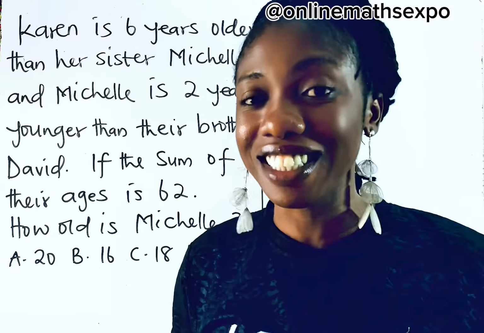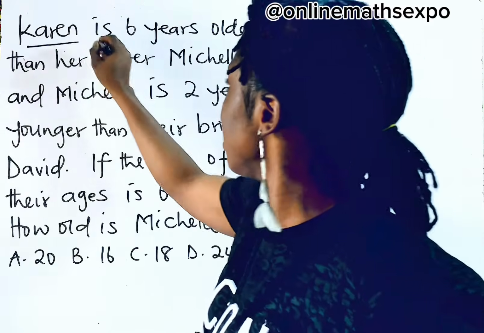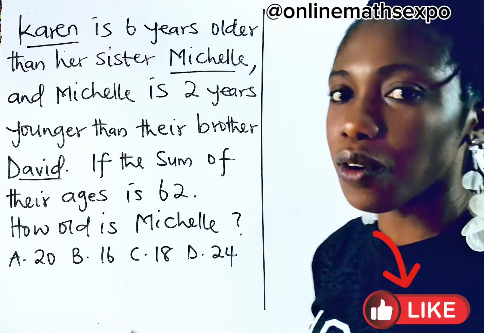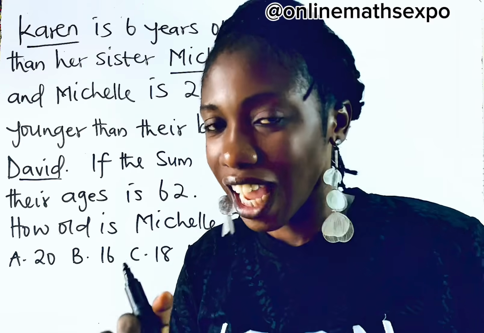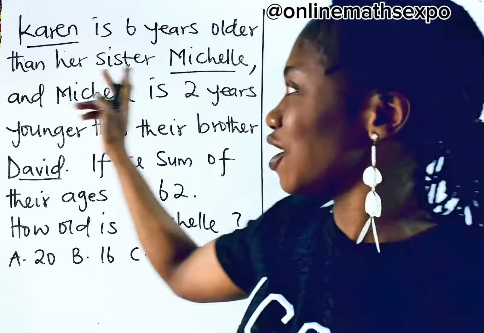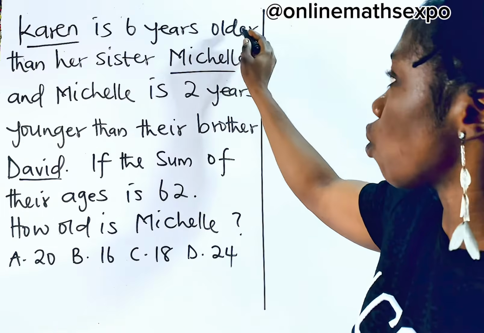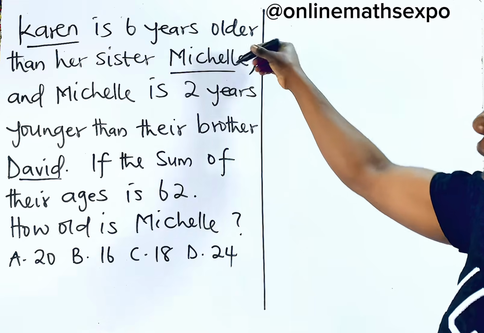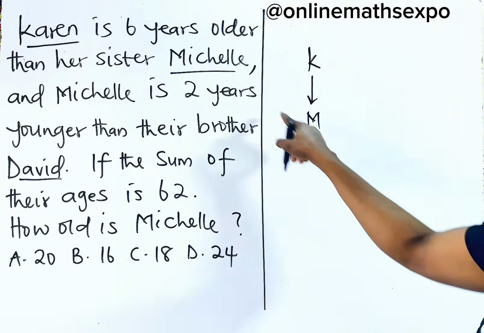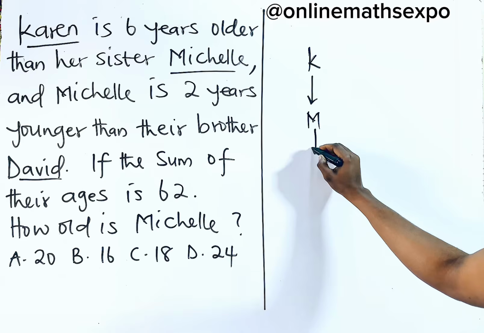Now, you observe that in this question we have three names: Karen, Mitchell, and David. Now, how do you answer this? Like I told you, always identify whom the question is centering on. Let's go back to that question. Karen is 6 years older than her sister Mitchell. That means from Karen, we get to Mitchell. Then Mitchell is 2 years younger than the brother David. That means we have David here.